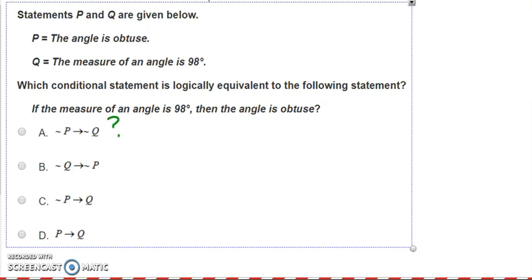Letter B says, if an angle is not 98 degrees, then it is not obtuse. Well, if I have 105 degrees, that's still obtuse, so that doesn't really make any sense. Letter C says if an angle is not obtuse, then it is 98 degrees. Well, that makes no sense at all, because 98 is obtuse. And then letter D, it's the exact same statement. If a measurement angle is 98 degrees, then it is obtuse. So which one makes the most sense here? It's A.